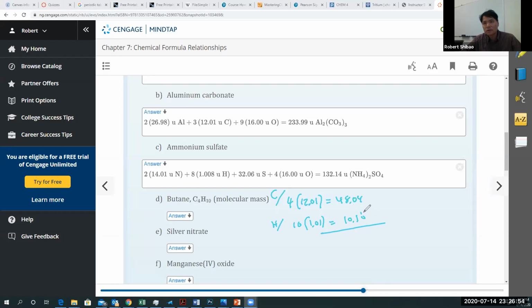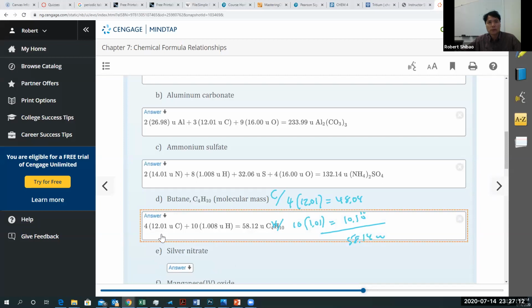This one is a trouble, but it's okay. It's going to come out to 58.14 u. Theirs is going to be a little different because they use 1.008. You don't have to use 1.008. Just use 1.01 if you want. Let's see what they did. Yeah, it's 12.01, but they use 1.008. They get 58.12. We get 58.14. This is within rounding error. Their answer is a little bit more accurate. However, it requires a little bit more time to do it.